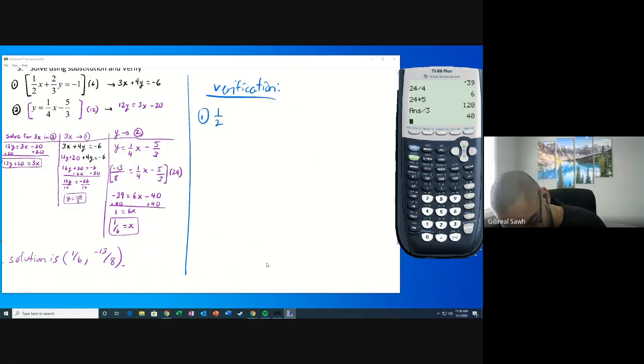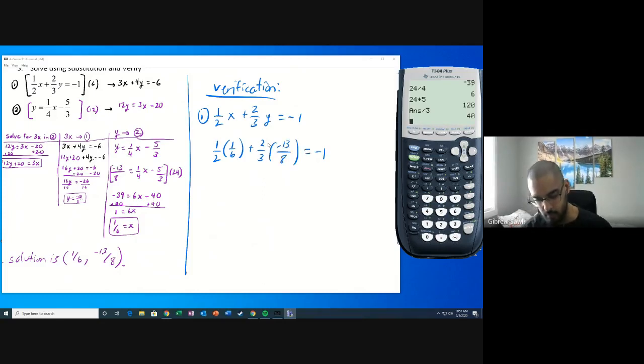That was 1/2 x plus 2/3 y equals negative 1. So we're going to try to do this with the originals, just to make sure we're totally right. So 1 over 2 times 1 over 6 plus 2/3 times negative 13 over 8 equals negative 1. Now, if I multiply the first two together, I get 1 over 12. If I multiply the next two, 2 and 13 make 26. So that's going to be negative 26. 3 and 8, that's 24. That equals negative 1. I can't really add them together because I'd have different denominators.